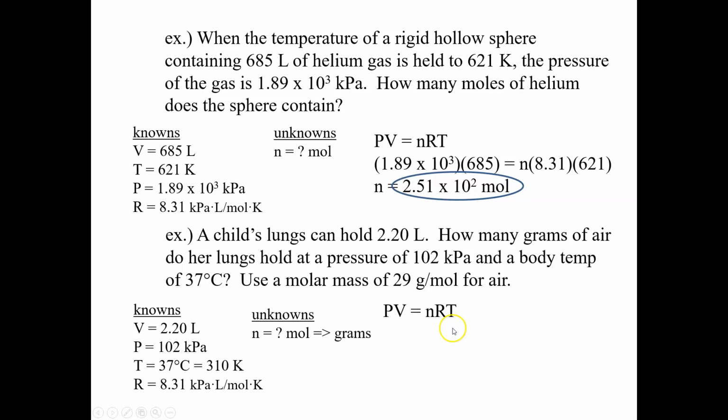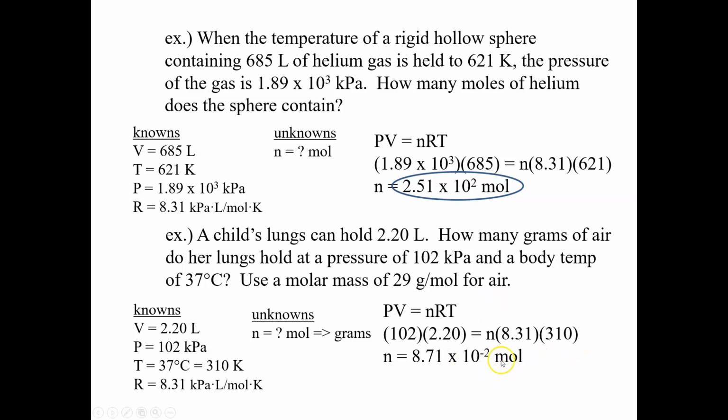So PV equals nRT. Let's put in what we know. We know P. We know V. We know R. We know T. We just didn't know N. So if we solve for N, we get 8.71 times 10 to the negative second moles. Again, if you had written that out as a regular number, that would have been 0.0871.